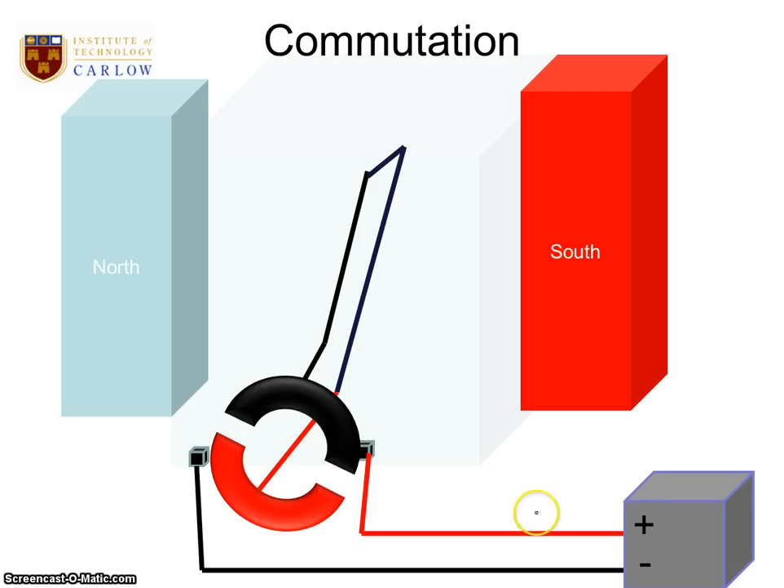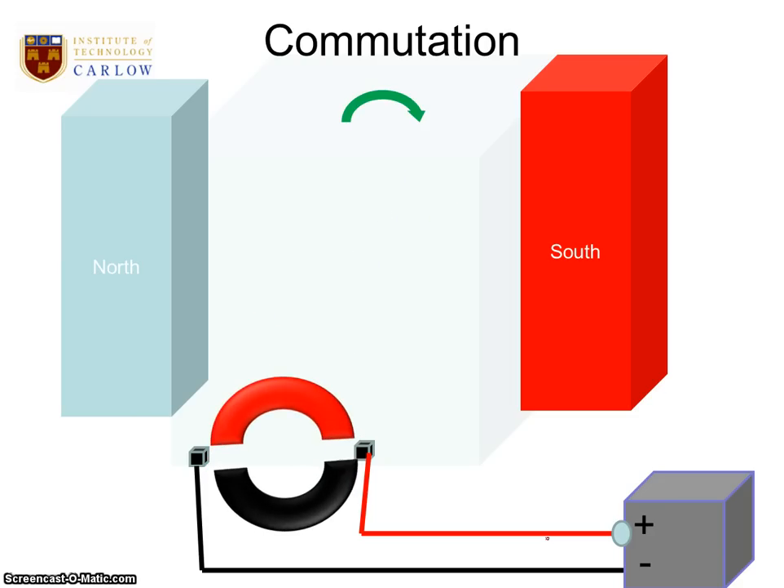Now we notice the current is going to go in through the black wire and come out on the red. In the previous position, it was going in on the red and coming out on the black. Now it's going in on the black and coming out on the red. So we've changed the direction of the current. So there it's going in, it's going to give me a downward force. Here it's coming out on the red, giving an upward force. That's going to cause the motor to rotate.